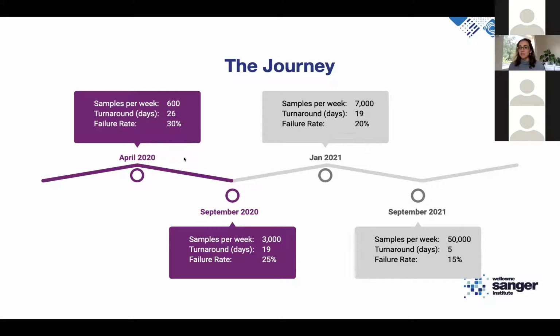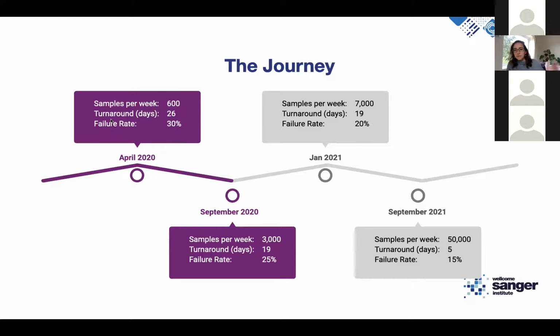Our failure rate means that we have sequenced the samples, but they didn't produce data of good enough quality to be used to inform public health decisions. That failure rate in the beginning was about 30% because we were setting up a completely new protocol and completely new operations, so failures will happen inevitably. But we worked really hard and managed to decrease the failure rate to 25%, 20%, and now we are at 15%.